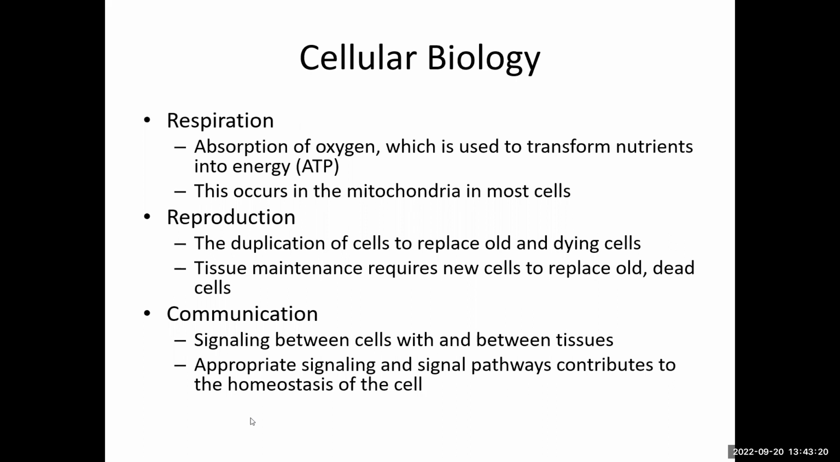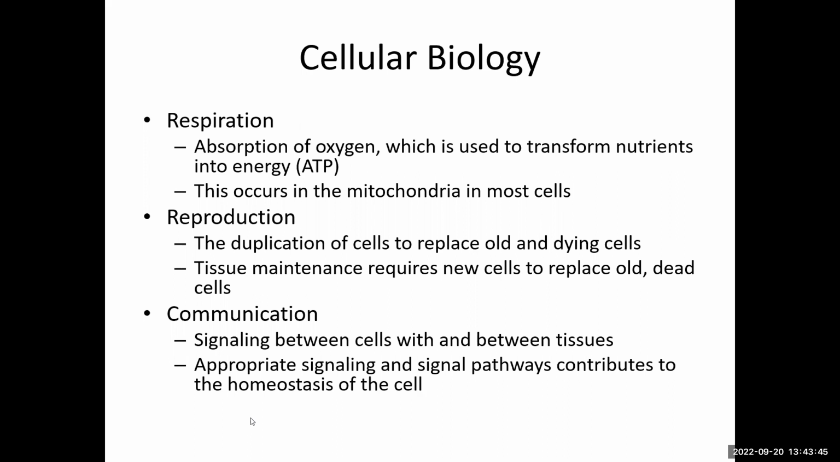Reproduction is the duplication of cells. This is going to allow us to replace old cells, dying cells, cells that have been damaged, and replace them with new cells through the process of mitosis. This is the way that we maintain our tissues, and they're going to take those new cells, replace any old or damaged cells so that we have good viable tissues throughout our life.